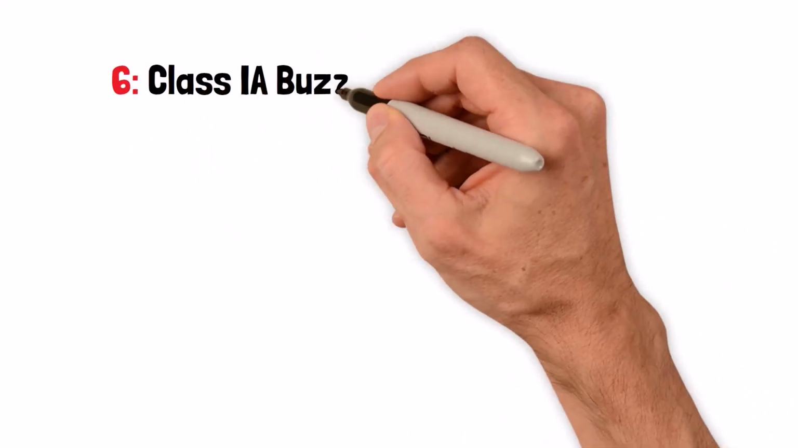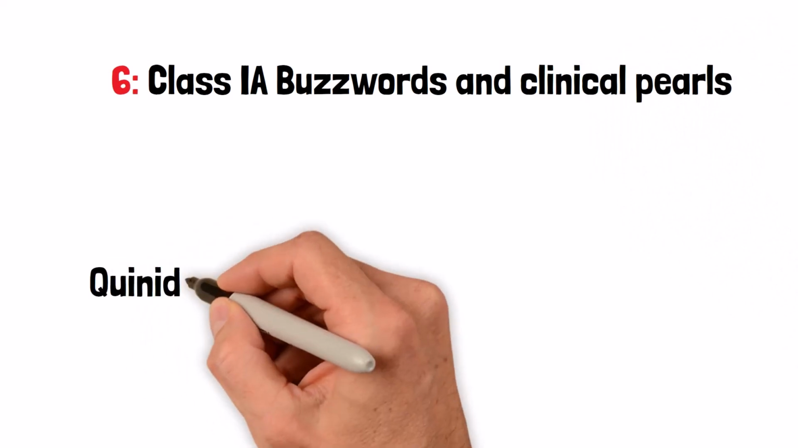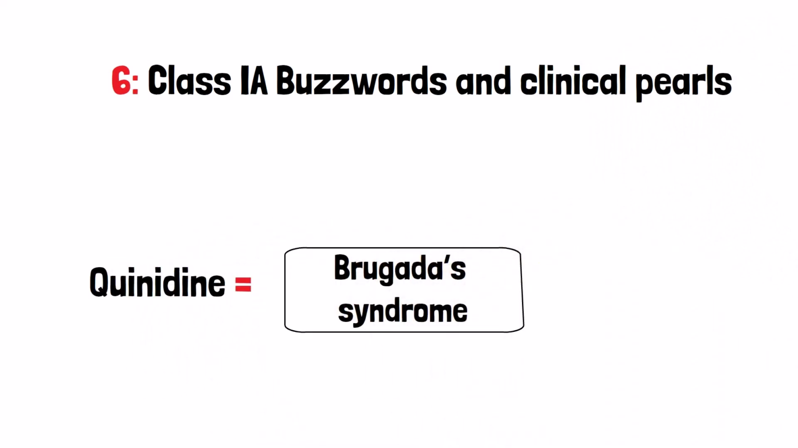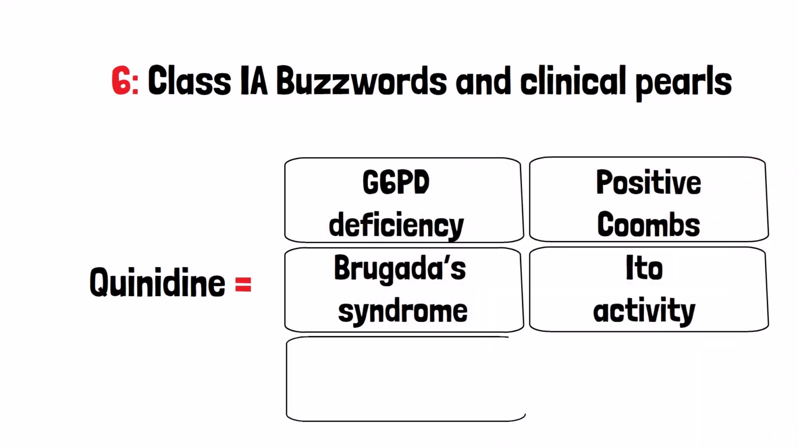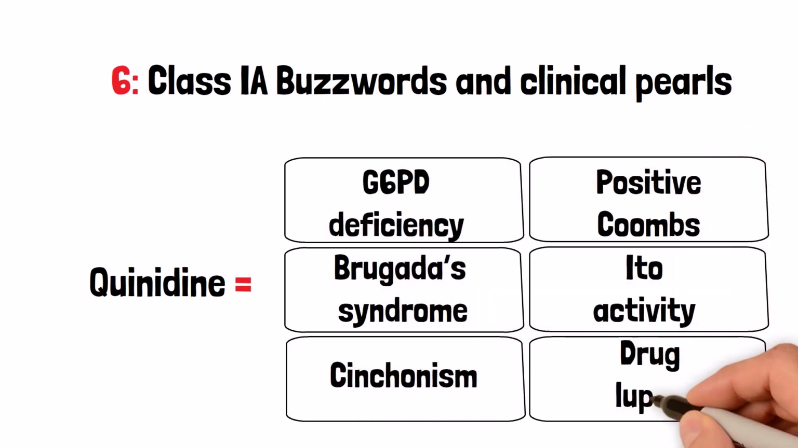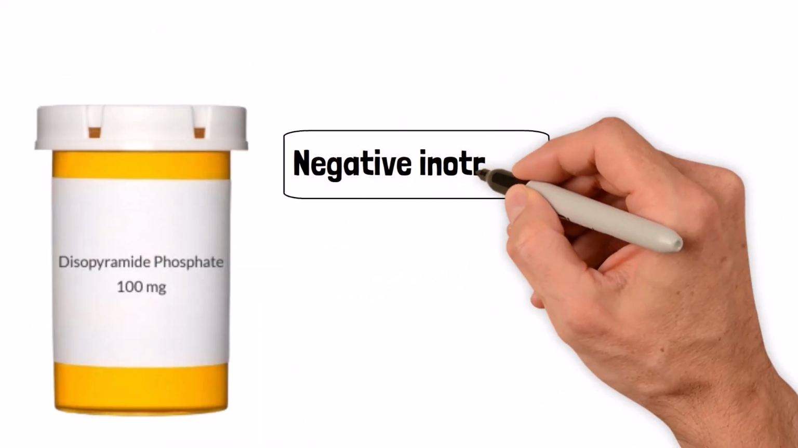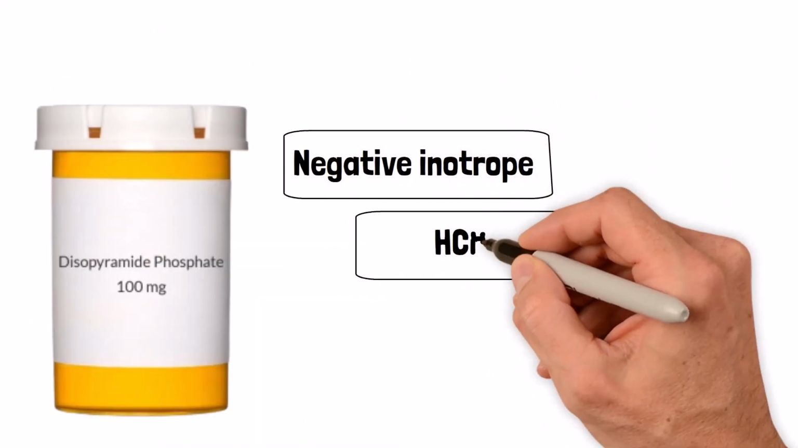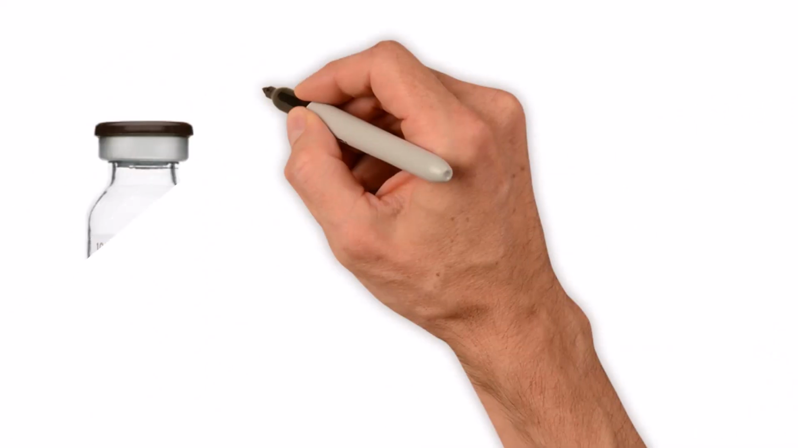Number 6. Class 1A buzzwords and clinical pearls. Quinidine is associated with Brugada syndrome, has Ito activity, positive Coombs, G6PD deficiency, cinchonism, and drug-induced lupus. Disopyramide is a negative inotrope that's anticholinergic, beneficial in HCM patients, but watch for anticholinergic side effects.